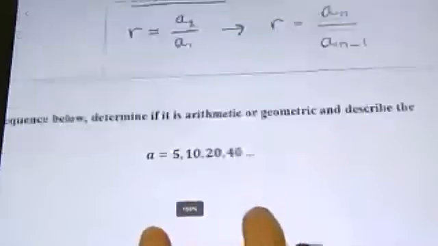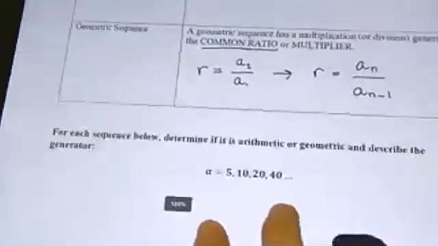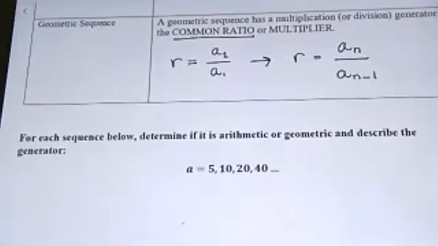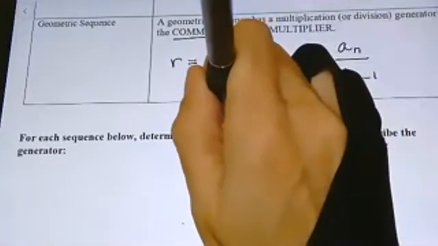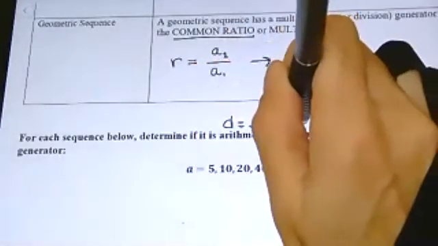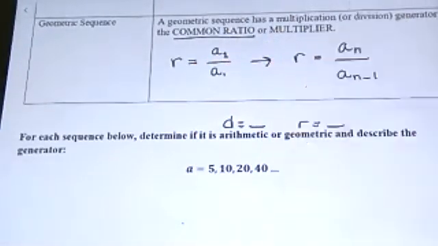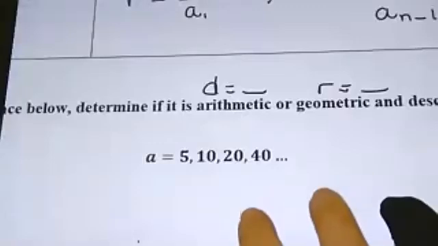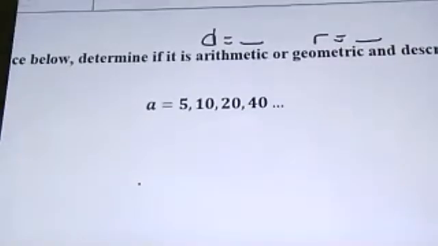So right here we have some sequences. It says for each sequence below, determine if it is arithmetic or geometric and describe the generator. If it is arithmetic, the generator is going to be a common difference. If it is geometric, the generator is going to be a common ratio. So if you decide that it's arithmetic, you've got to give me a common difference. If you decide it's geometric, you've got to give me a common ratio. Ratio means you're going to divide numbers to get it. Difference means you're going to subtract numbers to get it. So here's our first one. 5, 10, 20, 40. What kind of sequence is this? So arithmetic or geometric?